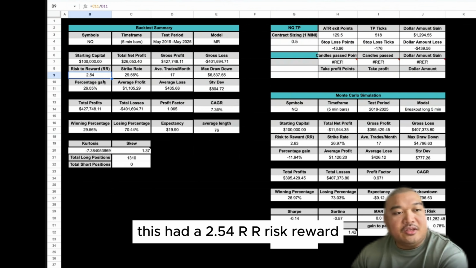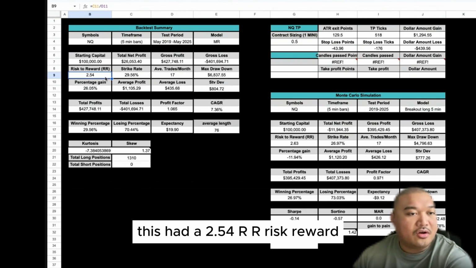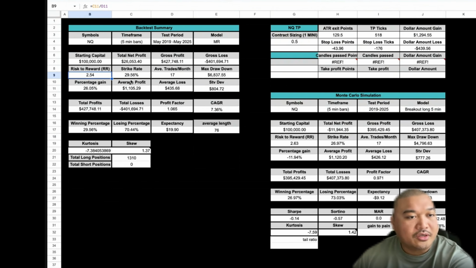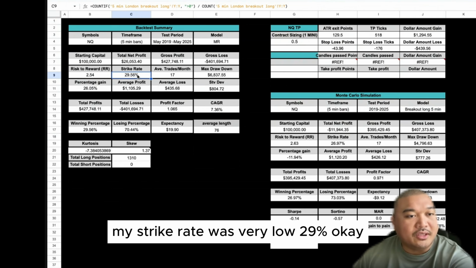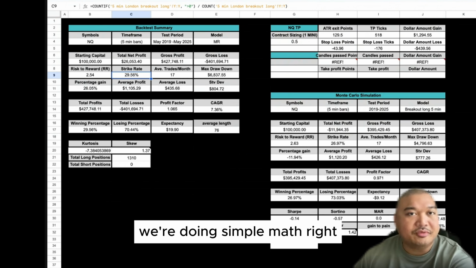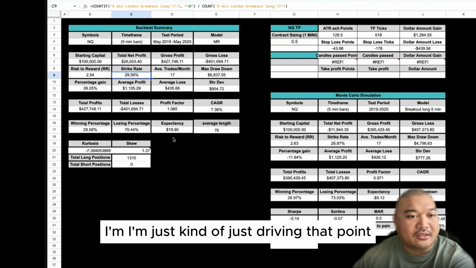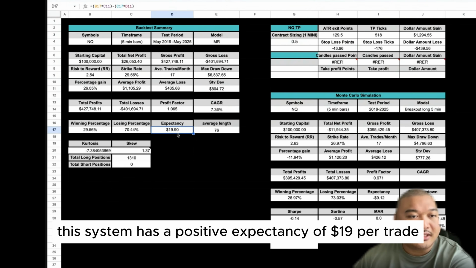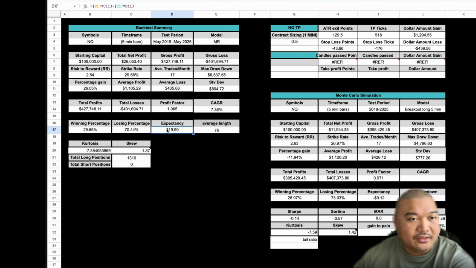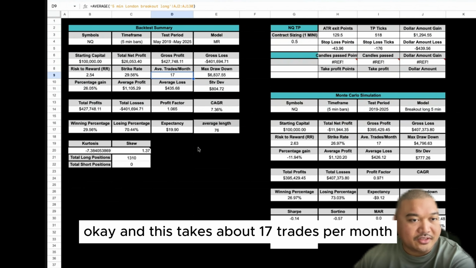This had a 2.54 RR, risk to reward. My strike rate was very low, 29%. Okay. We're doing simple math, right? I'm just driving that point. This system has a positive expectancy of $19 per trade. And this takes about 17 trades per month.